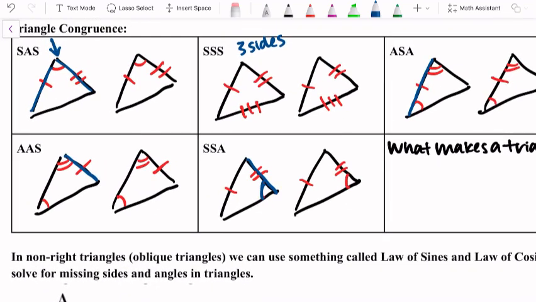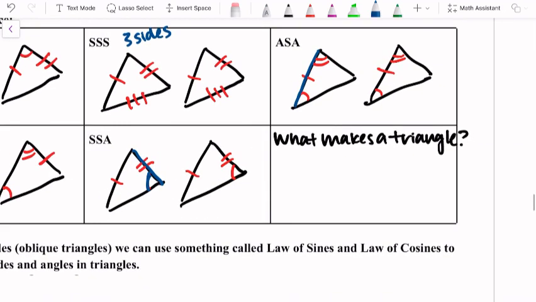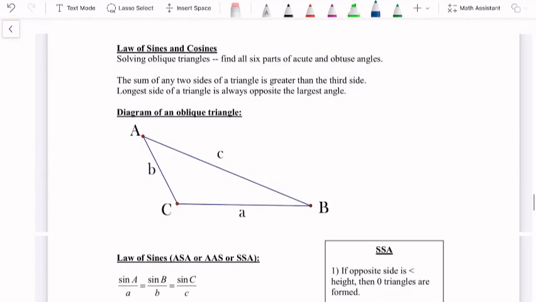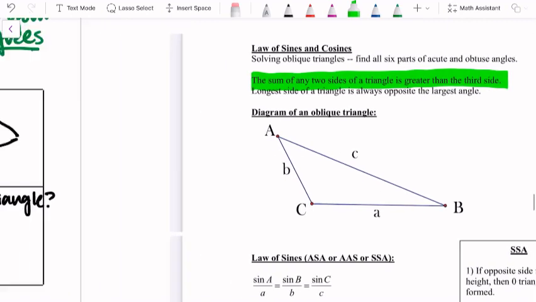Technically, there's also hypotenuse leg, but again, that's a right triangle, so not something that we're interested in right now. Also, let's review what makes a triangle. Remember that we do have a rule that talks about what kind of segments could actually make up a triangle. On our trig identity sheet, it does list that out. We do know that the sum of any, let's highlight that instead, the sum of any two sides of a triangle has to be greater than the third side.